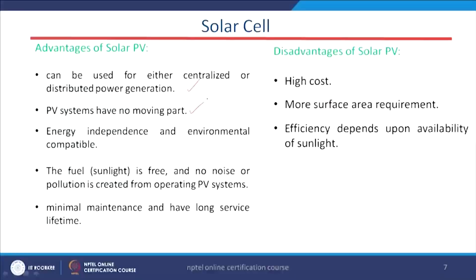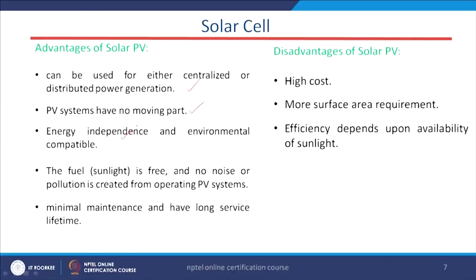The second one is that PV systems have no moving parts. There is no moving part once the solar panel is installed. Now, this energy is independent and environmentally compatible, which is very important. That is why it is one of the most important renewable sources, which is very user friendly, I mean environmentally friendly. User friendly means environmentally friendly, meaning there is no pollution we expect from the solar cell.